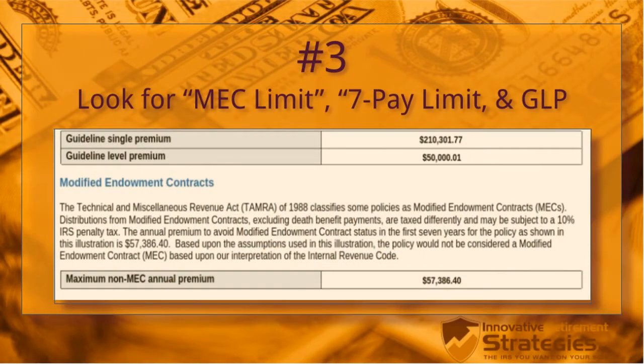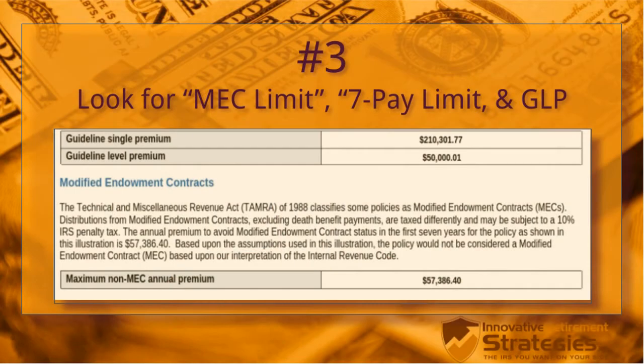The MEC, on the other hand, is the definition of a modified endowment contract. So that's a policy that's paid up in 7 years. Here in this example, you can see that the MEC limit is $57,000 and the guideline level premium is $50,001. So $50,000 is fine. It does not violate the definition of life insurance, but $50,001 is the limit. And you can see that the MEC limit is greater than the guideline level premium. So the premium in this case would be limited by the guideline level premium and not by the MEC limit.